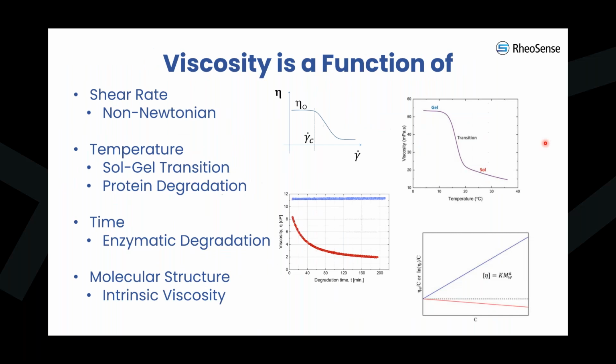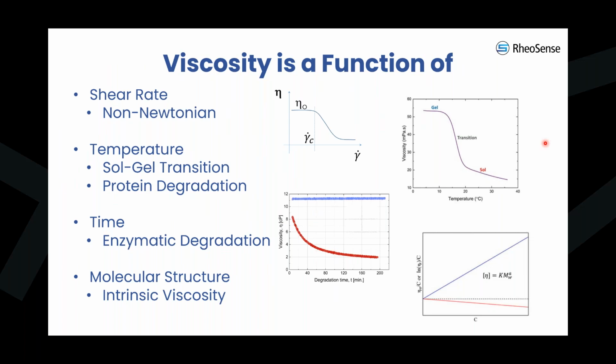So when we talk about viscosity, it's important to remember that it's not just a fixed number, especially in real-world formulations. Viscosity is dynamic and it's influenced by different factors. Let's briefly overview these factors. First, shear rate. Many real-world fluids are non-Newtonian, meaning that their viscosity changes depending on how fast they are sheared or deformed. For instance, a lotion may feel thick at rest, but as you rub it between your hands or pump it, the viscosity drops.